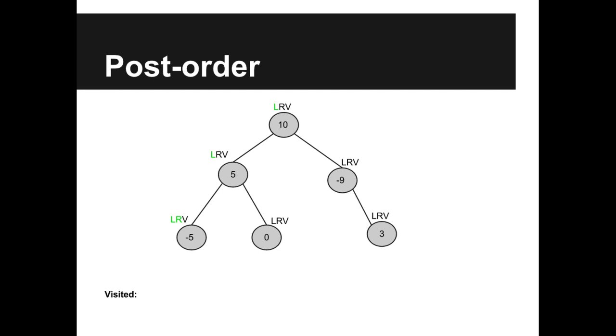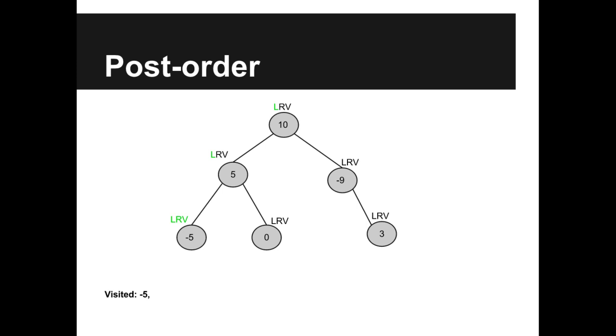But as you see, we don't have a right subtree, so we're gonna go to the next letter in the sequence. The next letter in the sequence tells us to visit, so we're gonna visit node negative 5 and put it in our visited list. Because all of the letters are highlighted right now, we're gonna go to the node that called node negative 5. So we're gonna go back to node 5.